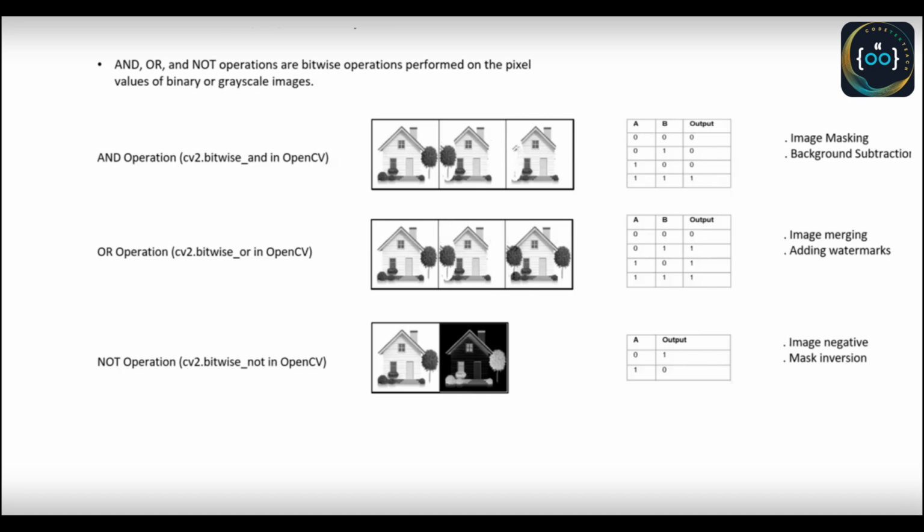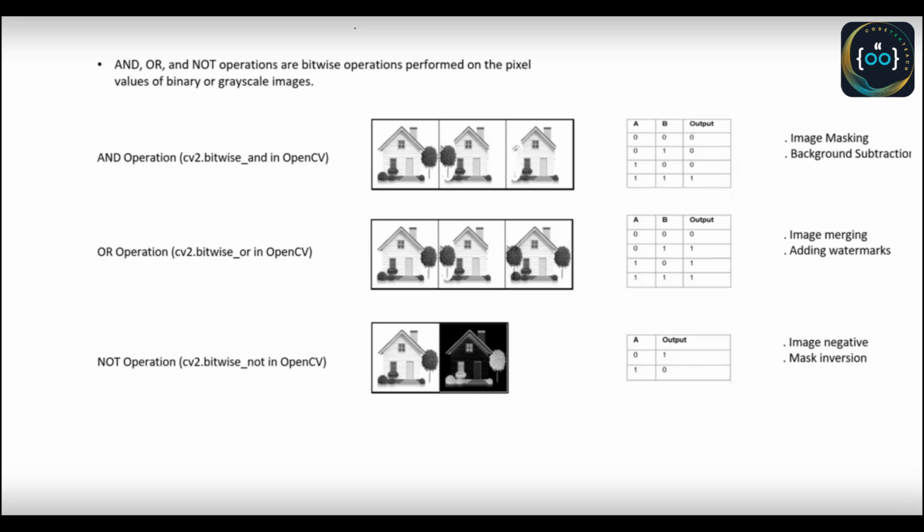It inverts the pixel value of the image. True values, that is non-zero, become false or zero, and false values become true. In the context of a mask, the NOT operation can be used to invert the mask, switching the regions to keep and the regions to discard.